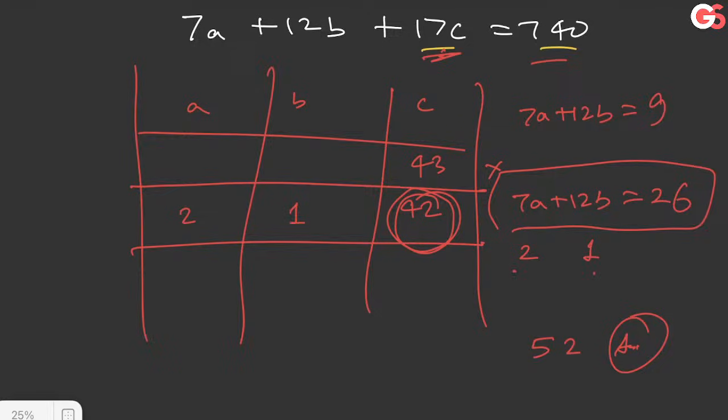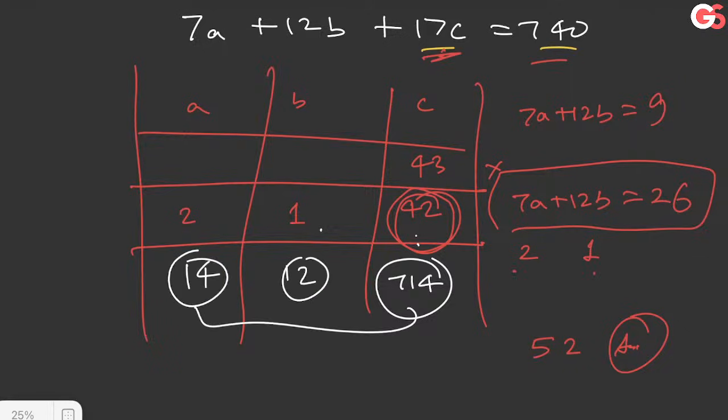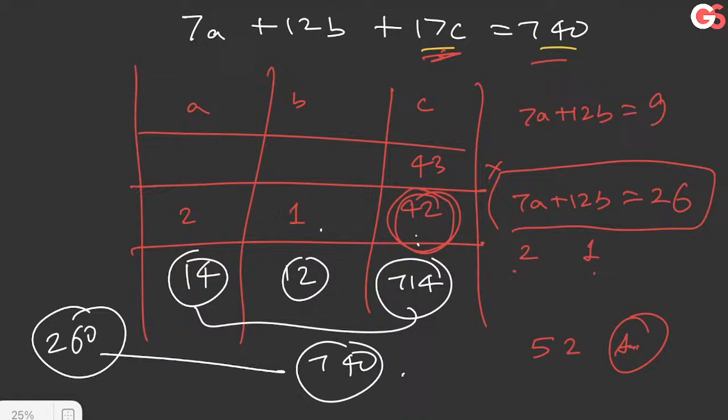So that is the case. 17 into 42 is how much? It's 714. 1 into 12 is 12. 2 into 7 is 14. If I add these, I get 740. And 260 was already there. Where is it increasing, Samriddhi? It is not. Right, Samriddhi?